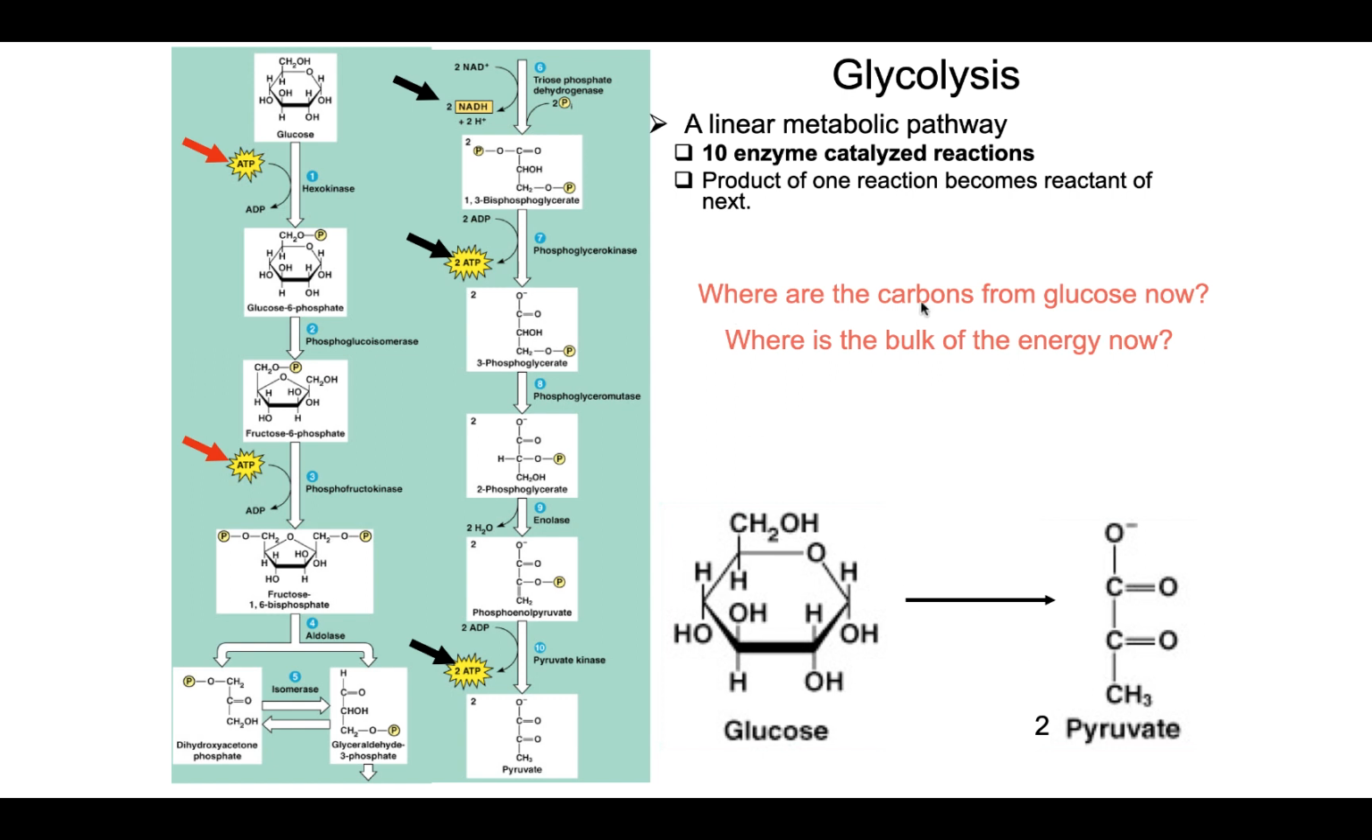So where are the carbons from glucose now? In the 2 pyruvate. Where is the bulk of the energy now? Well, we have a couple, right? We've got a net of 2 ATP made, so there's some energy there. We've got 2 NADH, a little bit of energy there, but the bulk of the energy that's still left from glucose is right here in these 2 pyruvates.